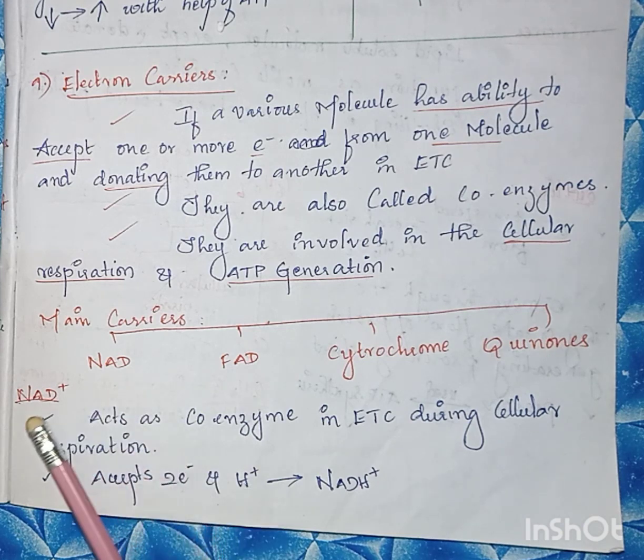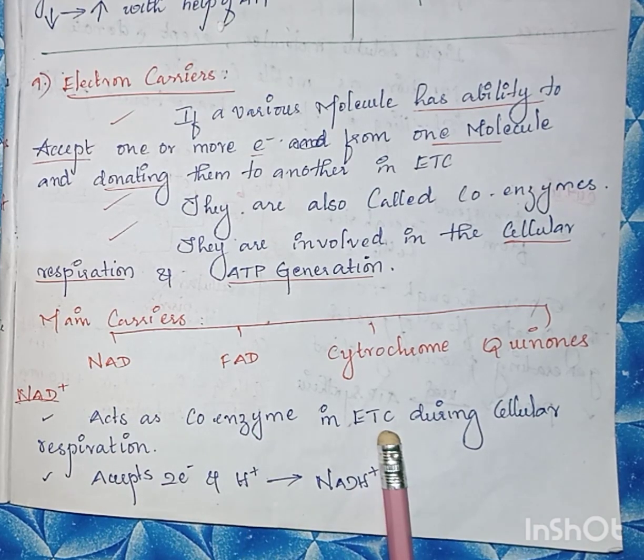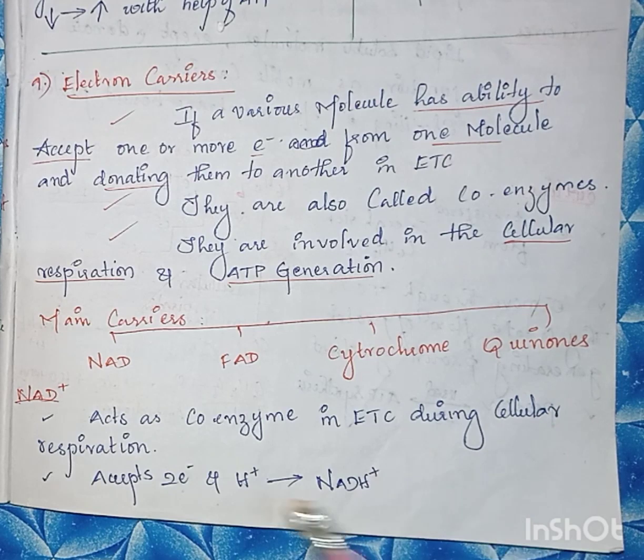First is NAD+. It acts as a coenzyme in the electron transport chain during cellular respiration, where it accepts two electrons and H+ ions to become NADH. In the first complex, this NADH is oxidized to NAD+, and it donates two electrons to complex 1. In such a way, electrons are carried by the electron carriers.